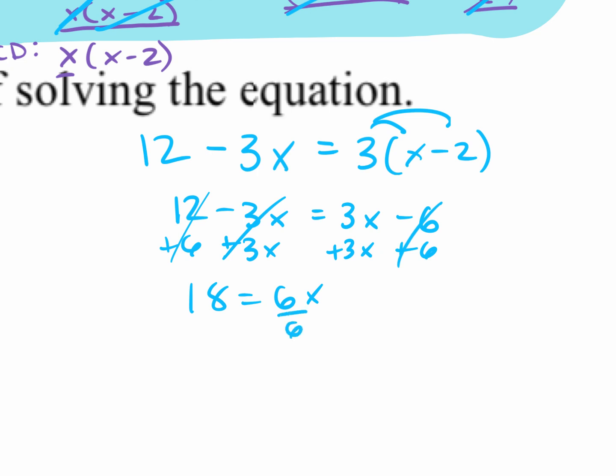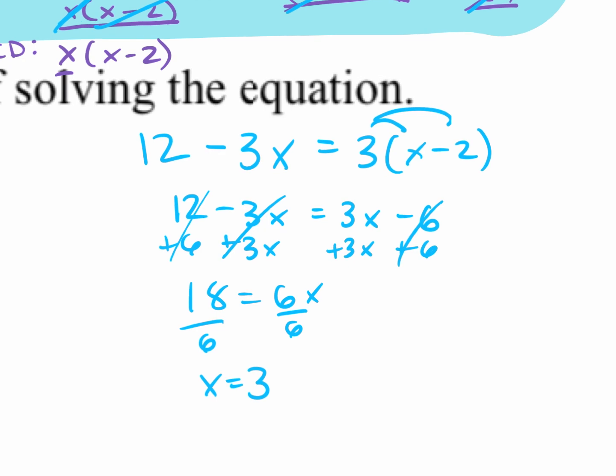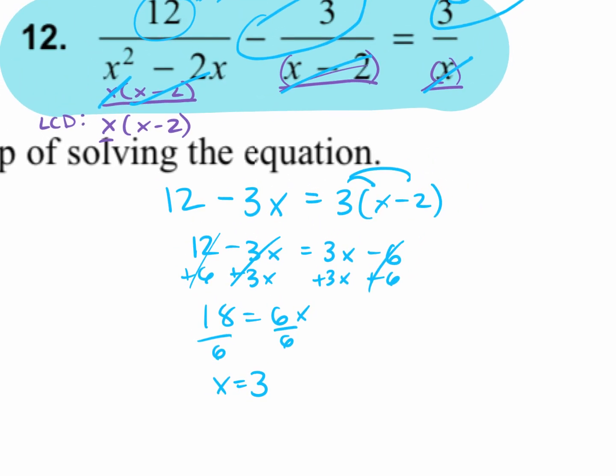Last step, divide by 6. What does x equal? 3. Now let's plug our answer in just to check and be super sure. So 3 squared would be 9 minus 2 times 3 is 6. Is 9 minus 6 0? Nope, so we're good there.